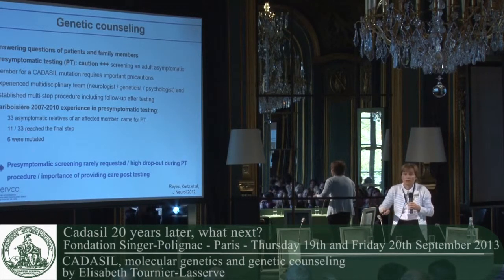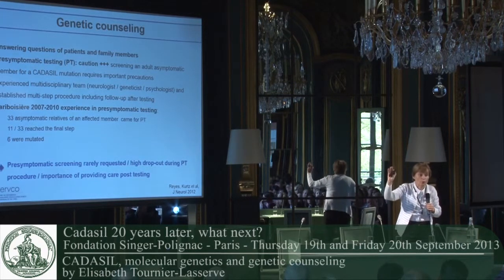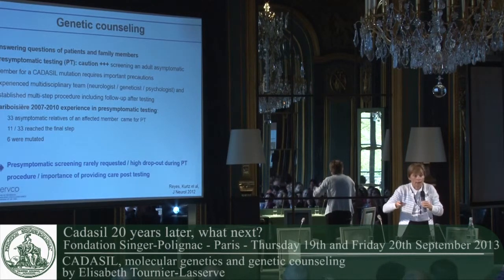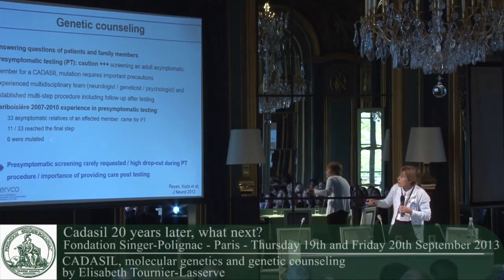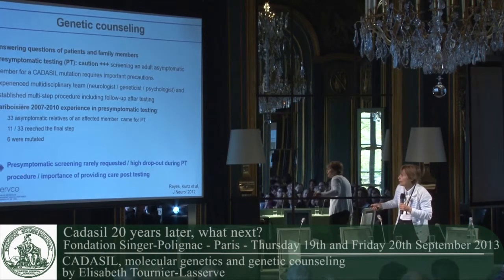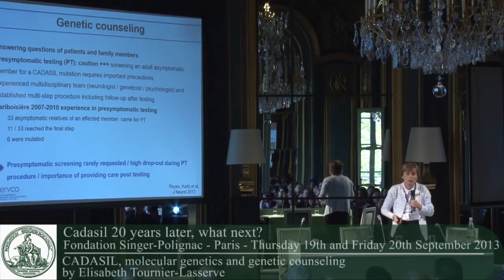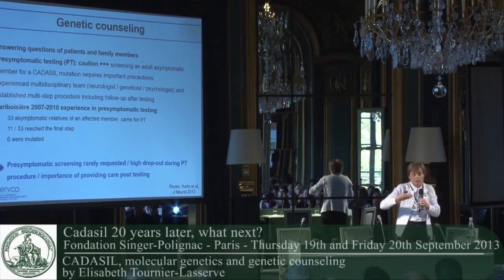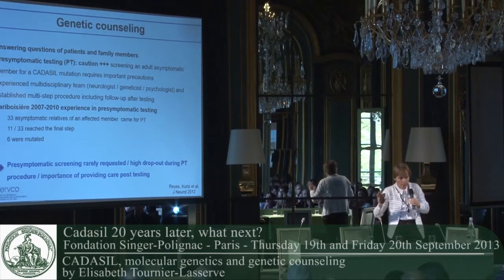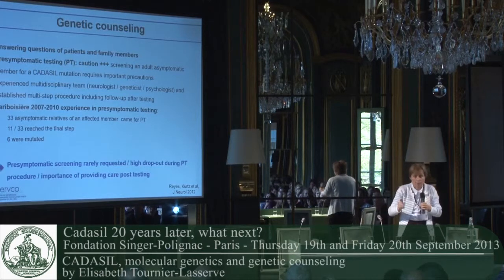22, in fact, decided not to go further and not to perform tests. So it was good that they had this opportunity to think about it without having testing. 6 were mutated. And what I would say is that it's very important for providing care before, during, and post-testing. If you do that in this short series, in fact, there was not big damage, but it's a short series.